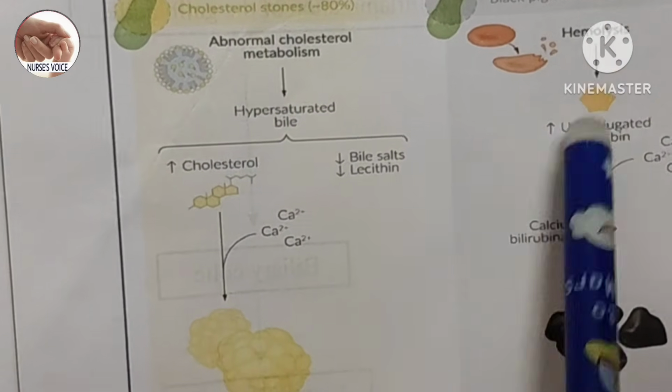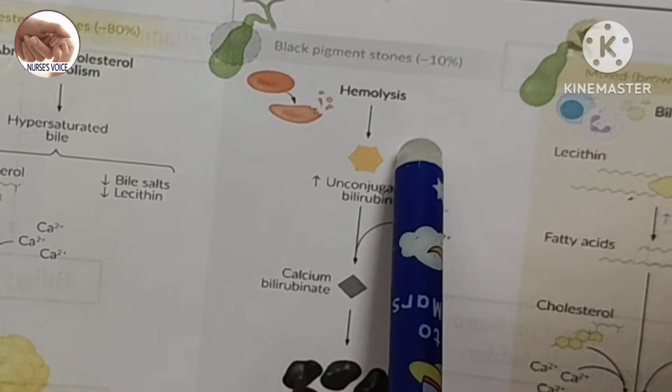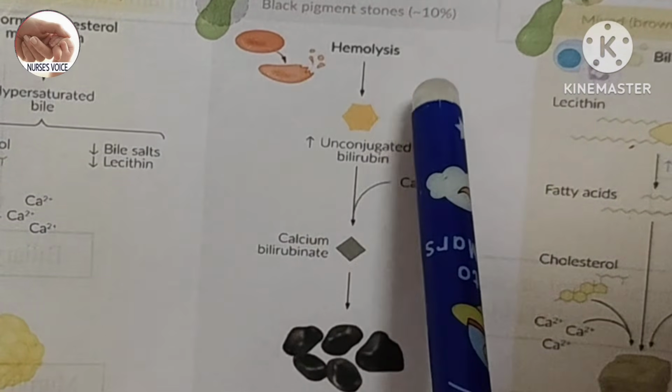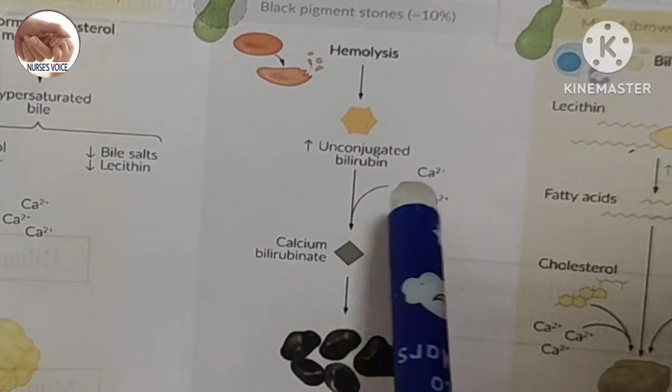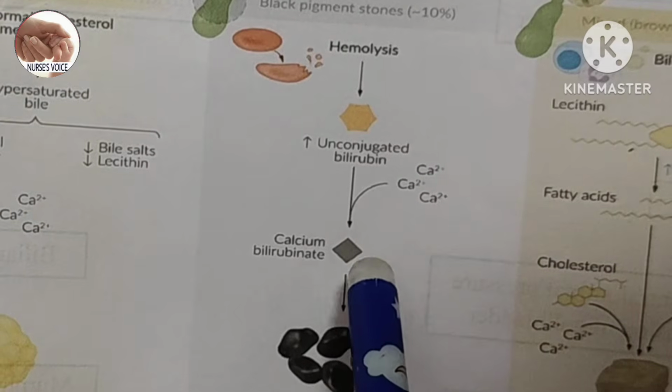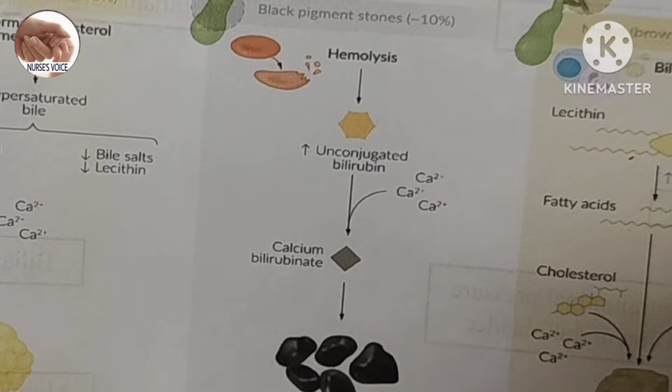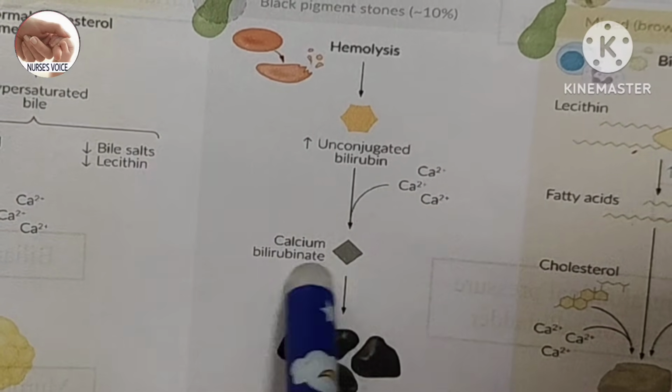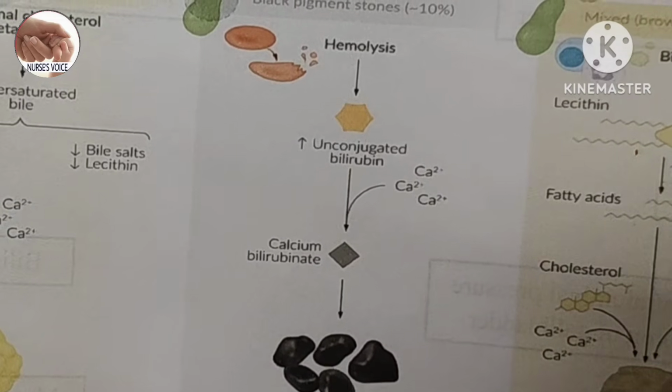Next, the black pigment stone, which is seen in 10% of cases. Here hemolysis occurs and increases the unconjugated bilirubin, and due to this calcium bilirubinate forms and the black pigment stone occurs in these cases.